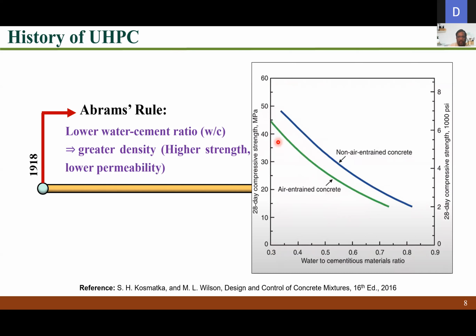So if you want to have a very high strength concrete, the first thing we need to do is use a very low water cement ratio or water to binder ratio. Right. So when you put a very low water cement ratio, then you end up with a greater density of concrete and higher strength, and also the permeability of the concrete is going to be low. So this is basically the basic Abrams rule, and it was formed in the 1920s itself.